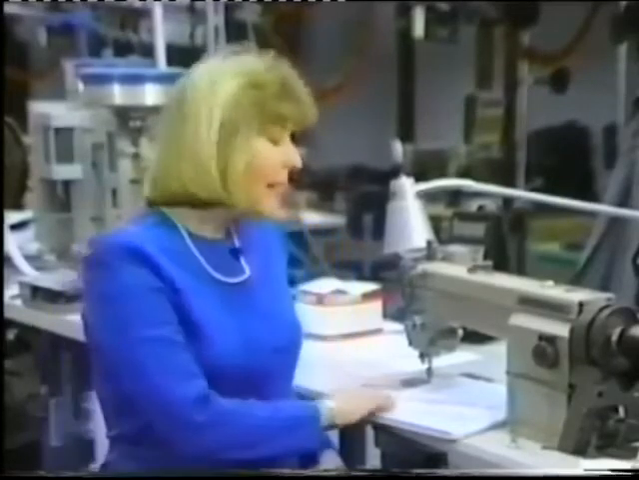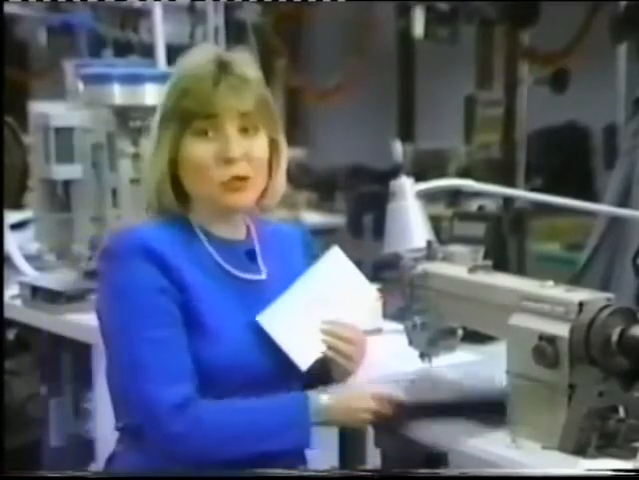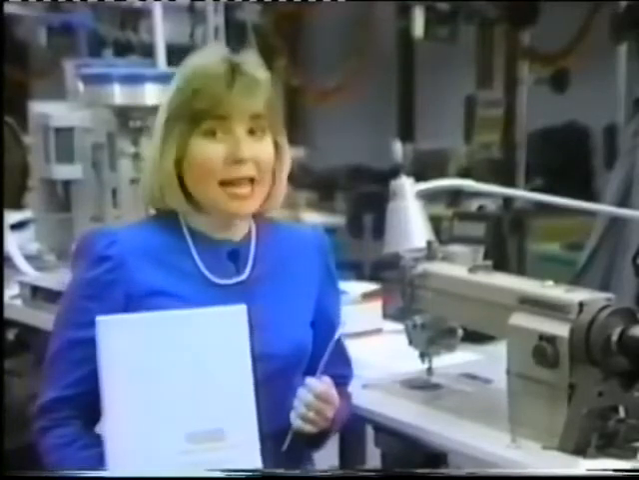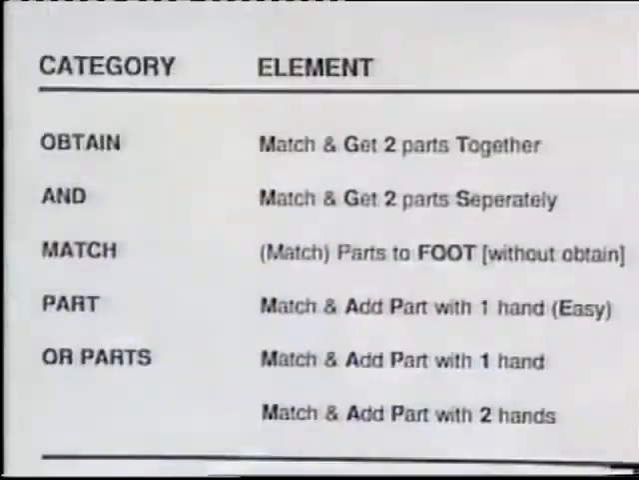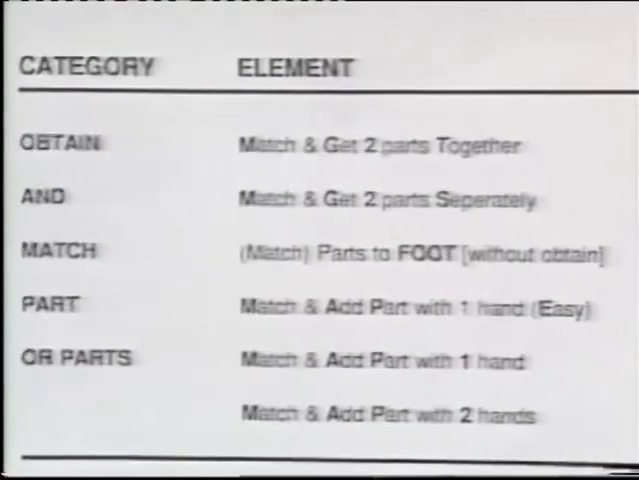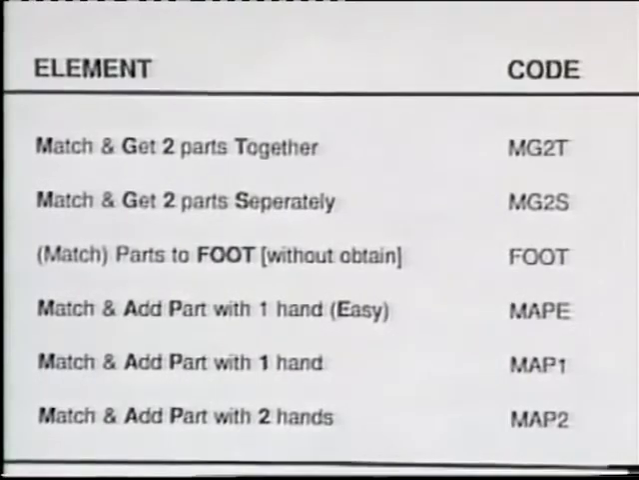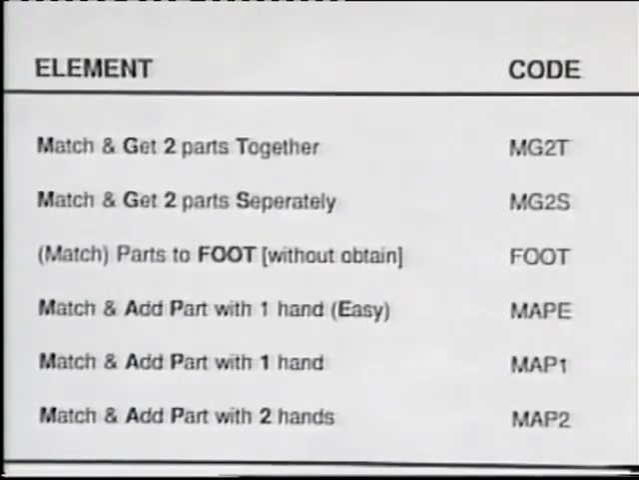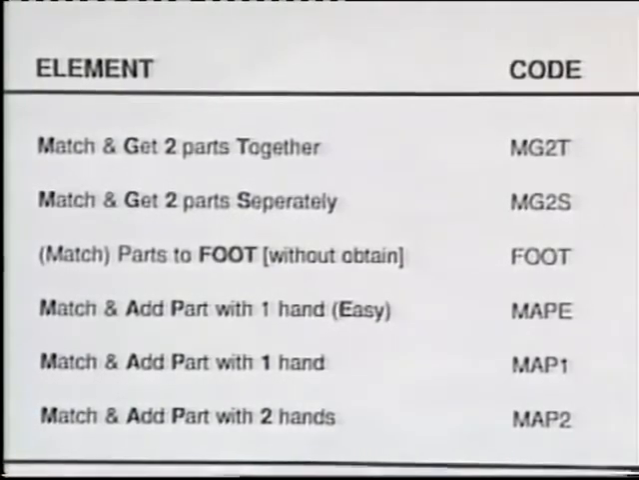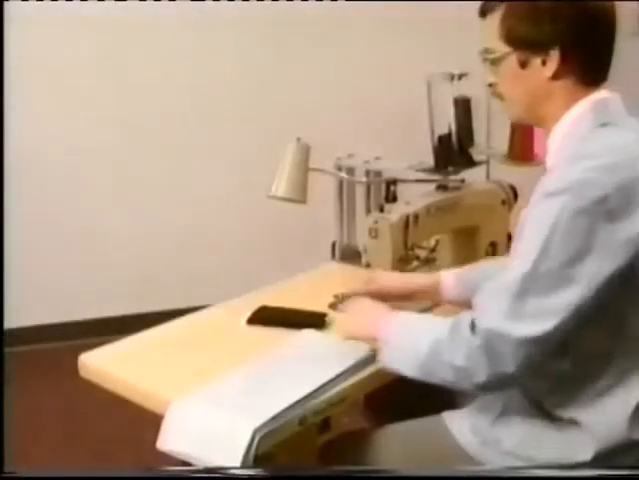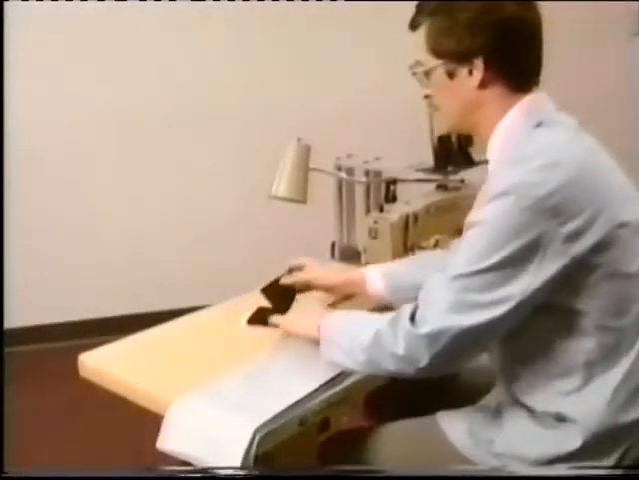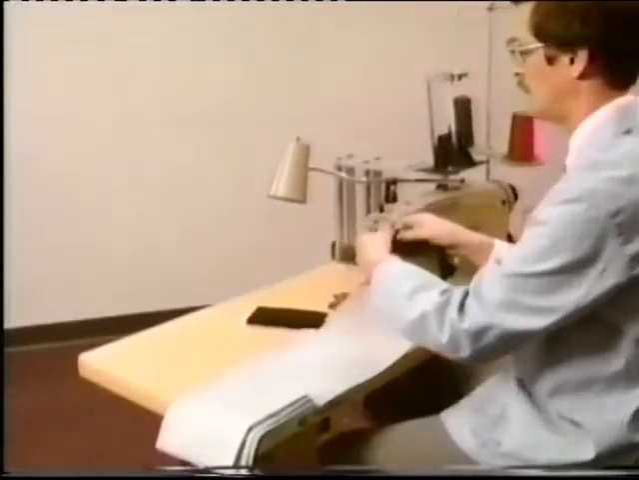Right now, take out your data card and GSD student manual and refer to the Obtain and Match category. There are 6 elements in this category that focus on the pickup and matching of single or multiple parts and the subsequent placement of the parts to the machine needle point. The first 2 elements, MG2T and MG2S, are specifically designed for handling 2 parts. If the objective is to get 2 parts at the same time and match them, the code is MG2T.